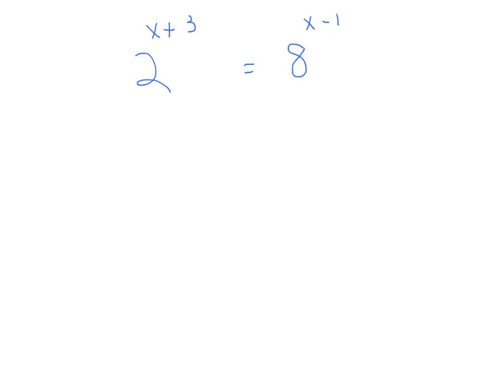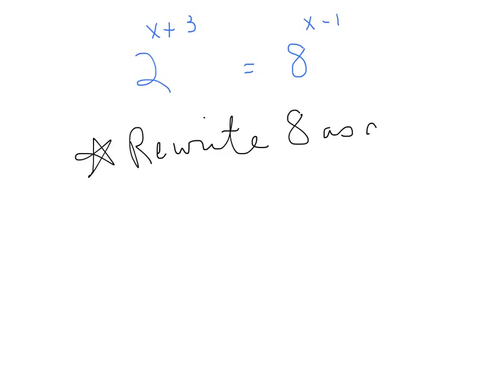So here's an example. Again, one step further in our thinking. I have 2 to the x plus 3 here and 8 to the x minus 1. Now this is a little bit more of a challenge because these are not written as a common base. However, I know that I can write 8 as base 2. And so that's going to be my goal. I need to rewrite 8 as a power of 2. And I know that 8 is the same as 2 cubed.